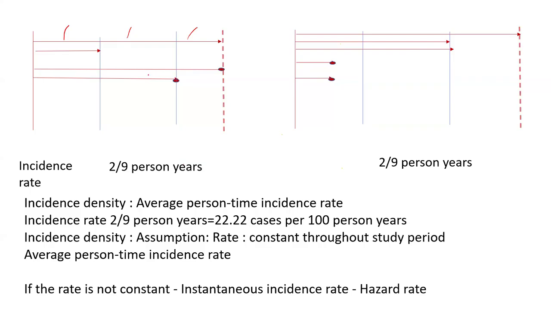And in both cases, what you see is that there are two cases which have occurred. So the incidence rate will be 2 per 9 person years, or 22 cases per 100 person years. Are you getting me here?